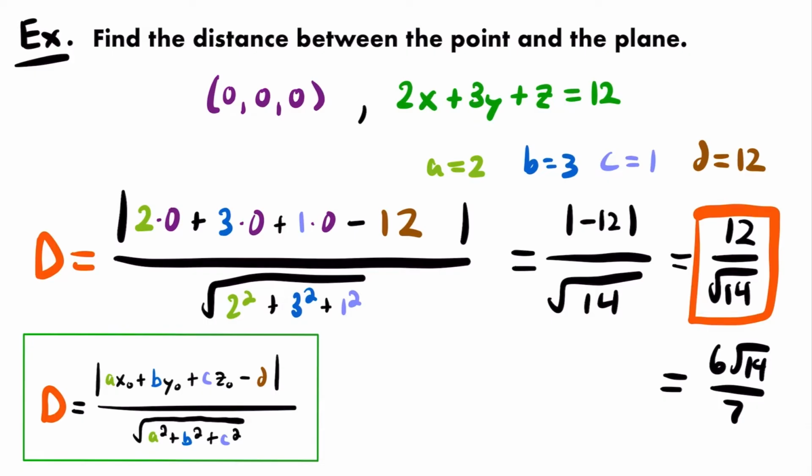But if you want the approximate value, the distance is approximately equal to 3.207 and some more decimals. All right, that's if you plug either of these answers into your calculator and get the approximate value. But this is the distance between this point and this plane. Okay, and so that's how you find the distance between a point and a plane in 3D space. And so now let's take a look at our next type of distance.